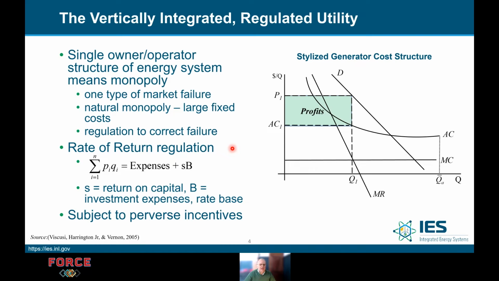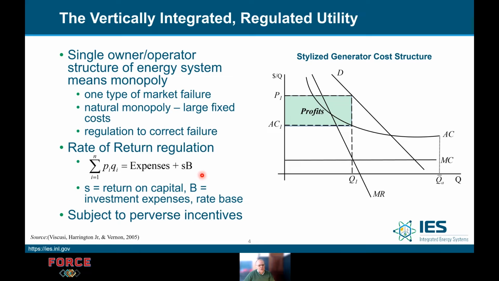Okay, so what does rate of return regulation mean? Well, there's a couple of different components of it. The utility has to submit to a regulator, this is a state regulator, what their expenses are. And then they also have to submit to their state regulator this SB component that I'm calling right there. What that is, essentially, is the rate base. What that represents is the amount of investment that the utility has incurred for its capital expenditures, and then it petitions to the regulator an allowance s of some rate of return on that capital.